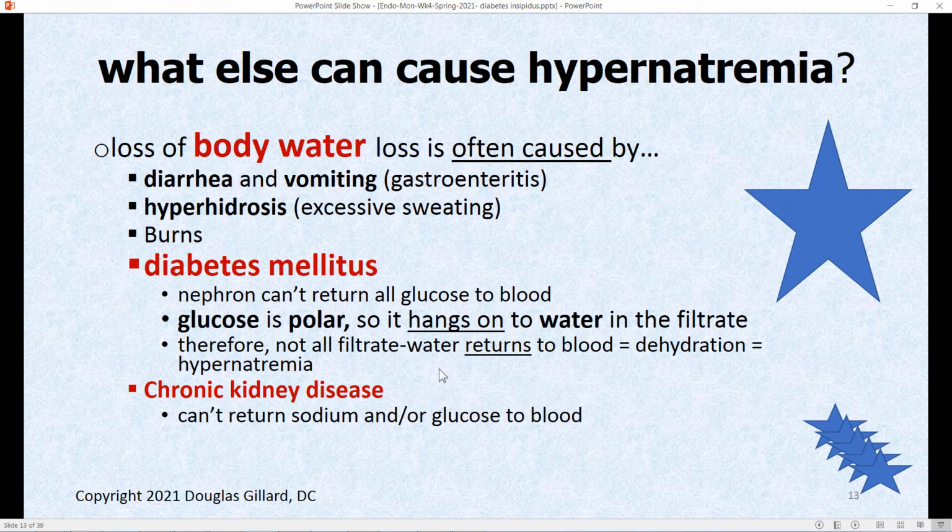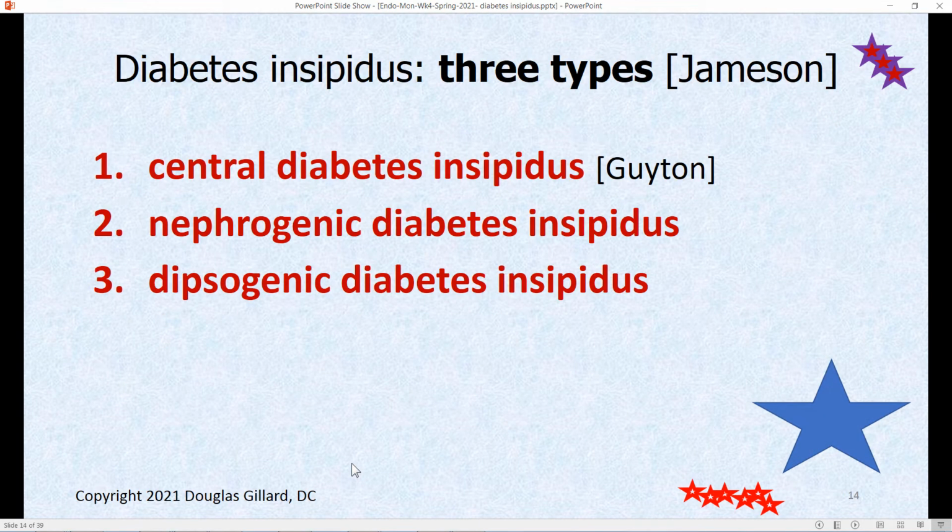Chronic kidney disease, where you can't return sodium into the blood or glucose into the blood, that would do the trick as well. Or no, I shouldn't say, that's not right. You can't return sodium, where you can't return glucose to the blood. Because if you can't return sodium to the blood, then you're going to become hyponatremic. We're talking about hypernatremic. It's another one I got to fix. 9 and 13.